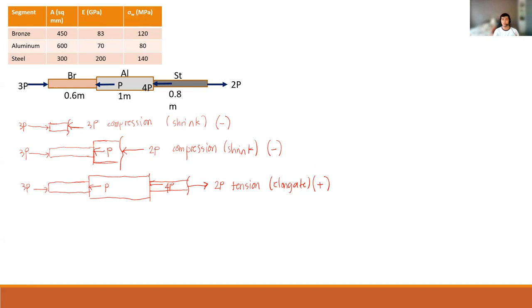I think it's the same as in your surveying. In surveying, there's a term, tape correction, due to heat or due to temperature.